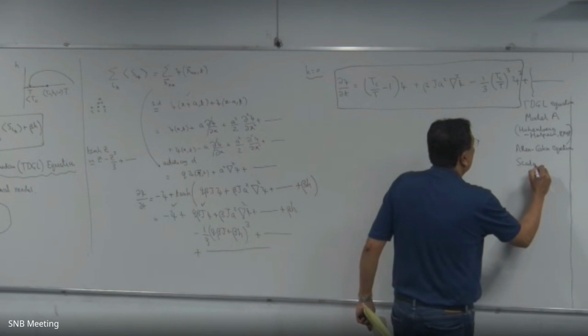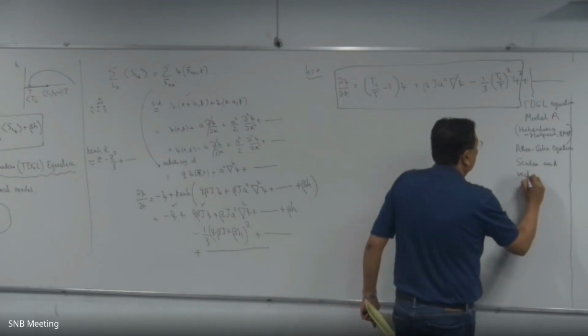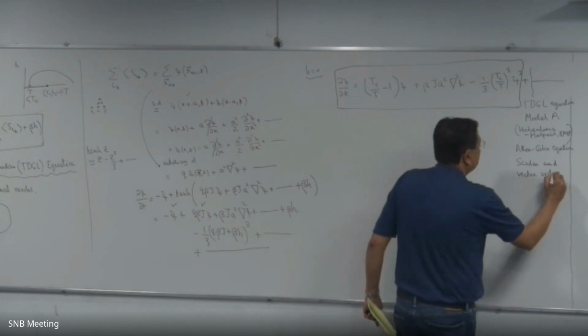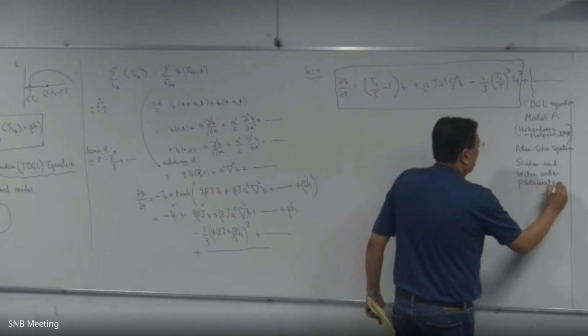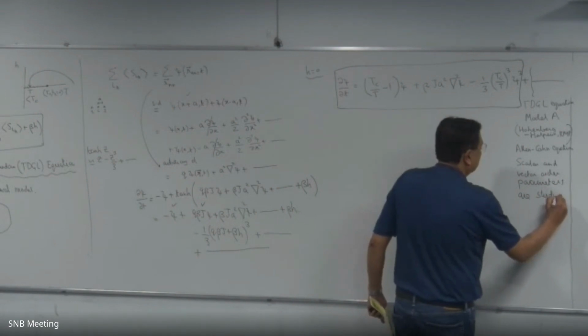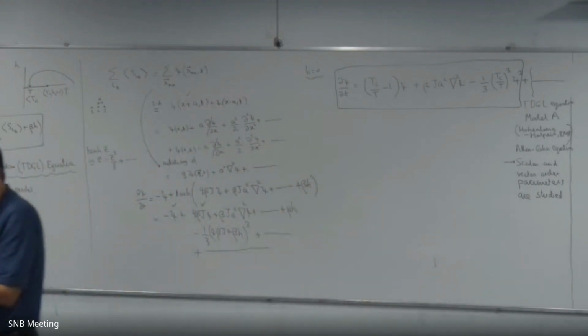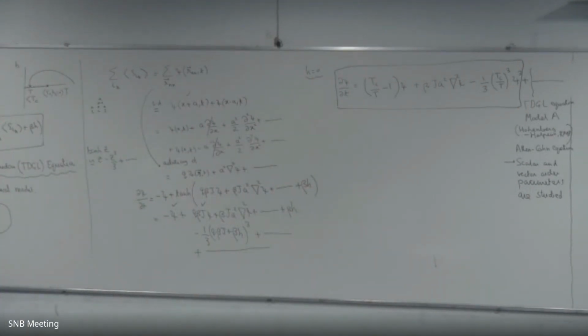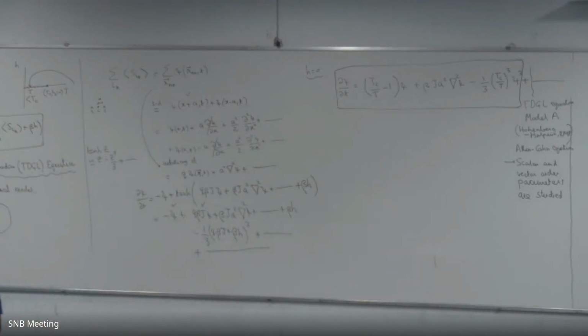Scalar and vector order parameters are studied. It's not just the scalar case that's of interest, though for convenience of presentation, I will do the scalar case. But the vector case is actually much more interesting, for reasons which I'll try to point out as we go on.